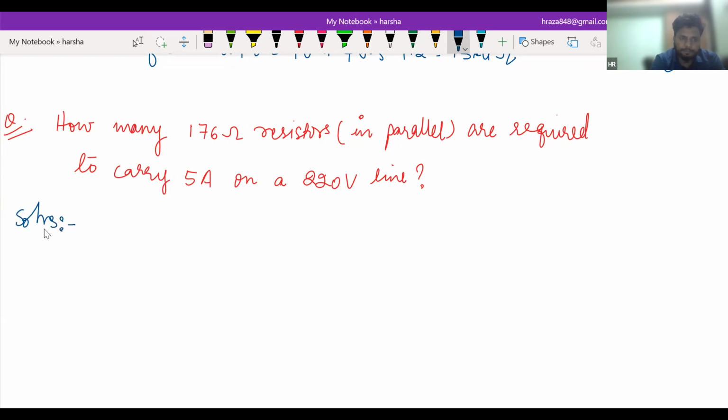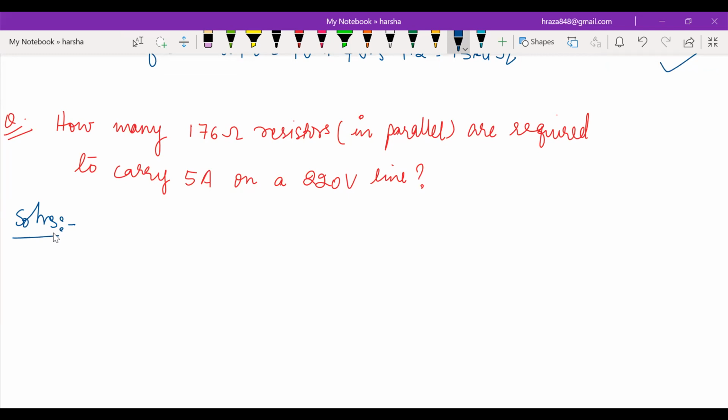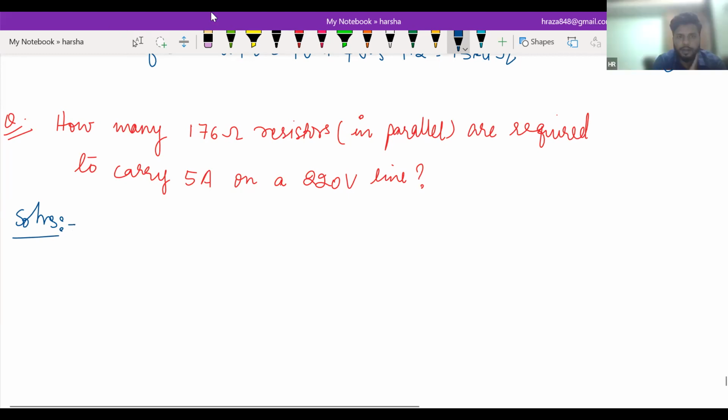So it is given that the current in the circuit is 5 ampere, which has a potential difference of 220 volt, and there are resistors of 176 ohm. How many 176 ohm resistors are connected in parallel to give this much current on 220 volt? Can you do this or not? Sir, I'll try. Okay, just try it and let me know if you are unable to solve.